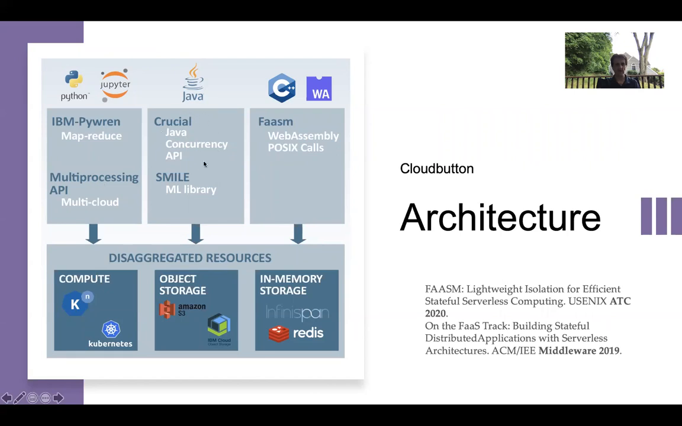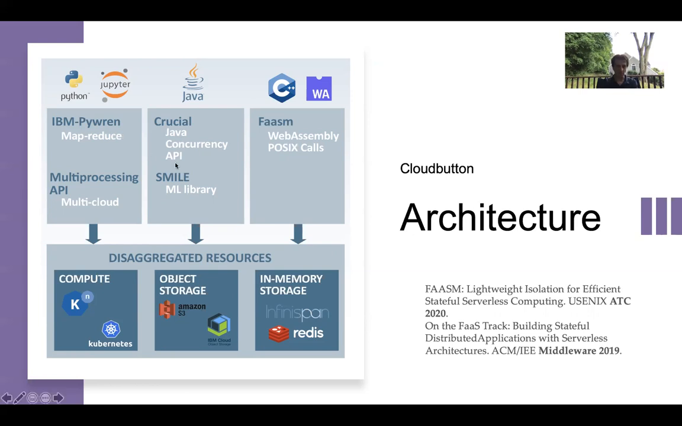Then we have IMT and URV collaborating in Java technologies around the Crucial serverless framework, where we intercept again the Java concurrency libraries, and then we move Java applications to the cloud, like machine learning applications on top of these APIs. And finally, Imperial College is working on WebAssembly. That's a very ambitious technology because it's more than one language. It's an intermediate language where you can compile a lot of languages. And then you intercept POSIX calls to use these disaggregated serverless resources.